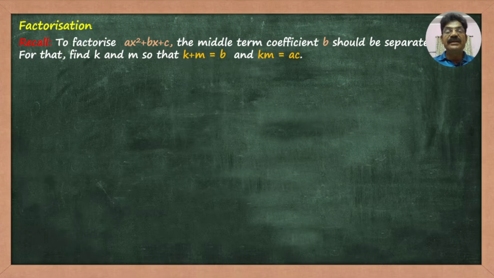It is purely guessing. There is no rigid rule to find k and m. You have to guess. The sum should be equal to b and the product should be equal to a × c. Only by experience will you be able to find the two numbers k and m.